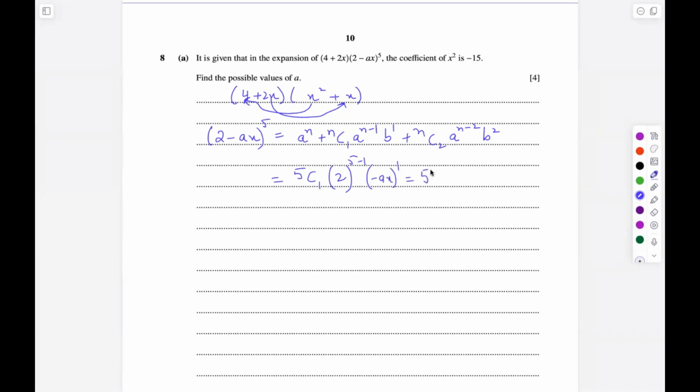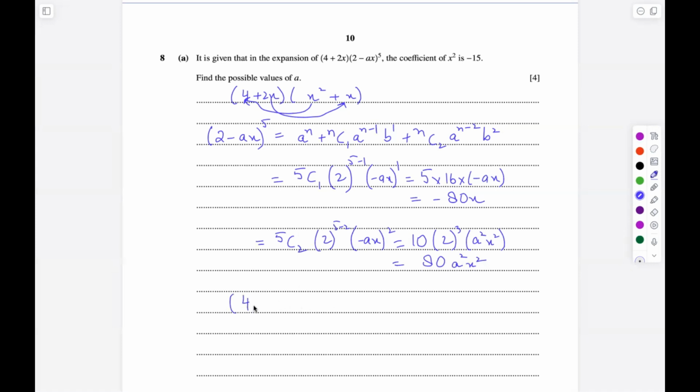So 5C1 is 5, and 2 to the power 4 will become 16. So that will become 5 into 16 into -ax. 5 into 16 is 80, so this will be -80ax. And now for the term for x squared, we'll do 5C2, 2 to the power 5 minus 2, into (-ax)^2. So 5C2 in the calculator is 10, into 2 cubed, into a squared x squared. The negative sign will cancel out. So 2 cubed is 8, 8 times 10 is 80. So this will become 80a squared x squared.